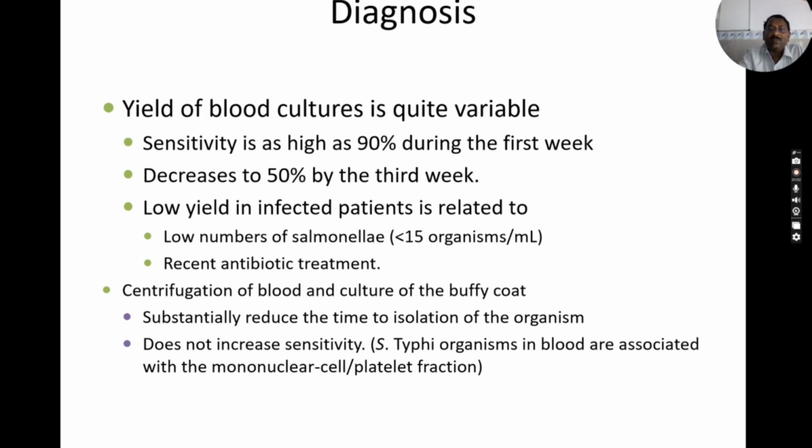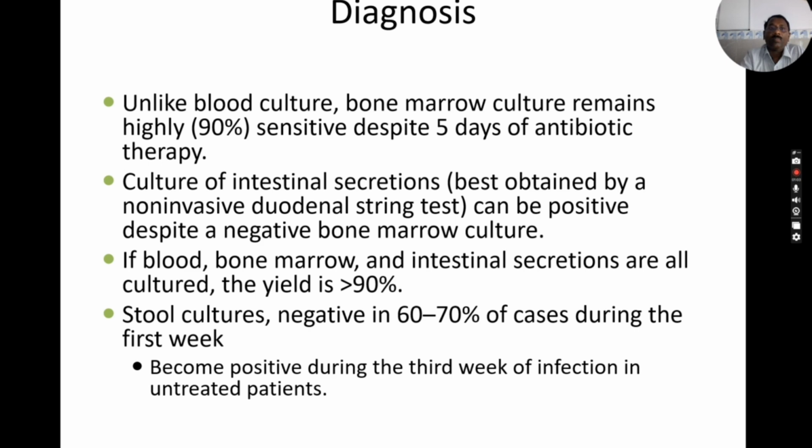Centrifugation of the blood and culture of the buffy coat substantially reduces the time to isolation of the organism, but does not increase the sensitivity. Typhi organisms in the blood are associated with the mononuclear cell or platelet fraction. Unlike blood culture, bone marrow culture remains highly sensitive despite 5 days of antibiotic therapy. So even after 5 days of antibiotics, a bone marrow biopsy will be positive, but that is not always possible because it's an invasive procedure.